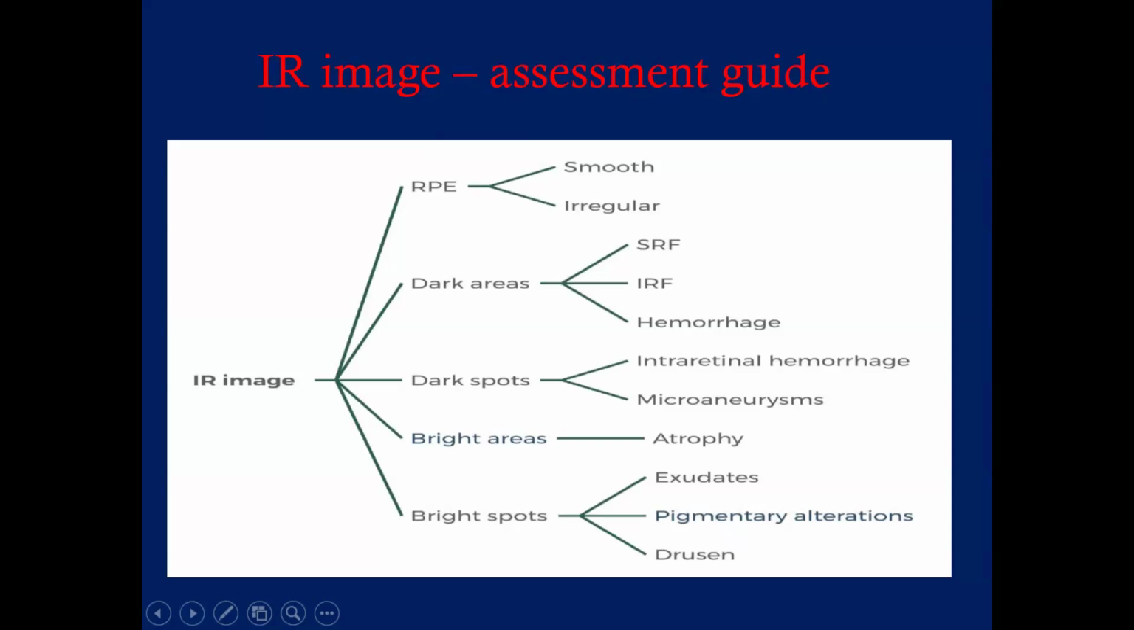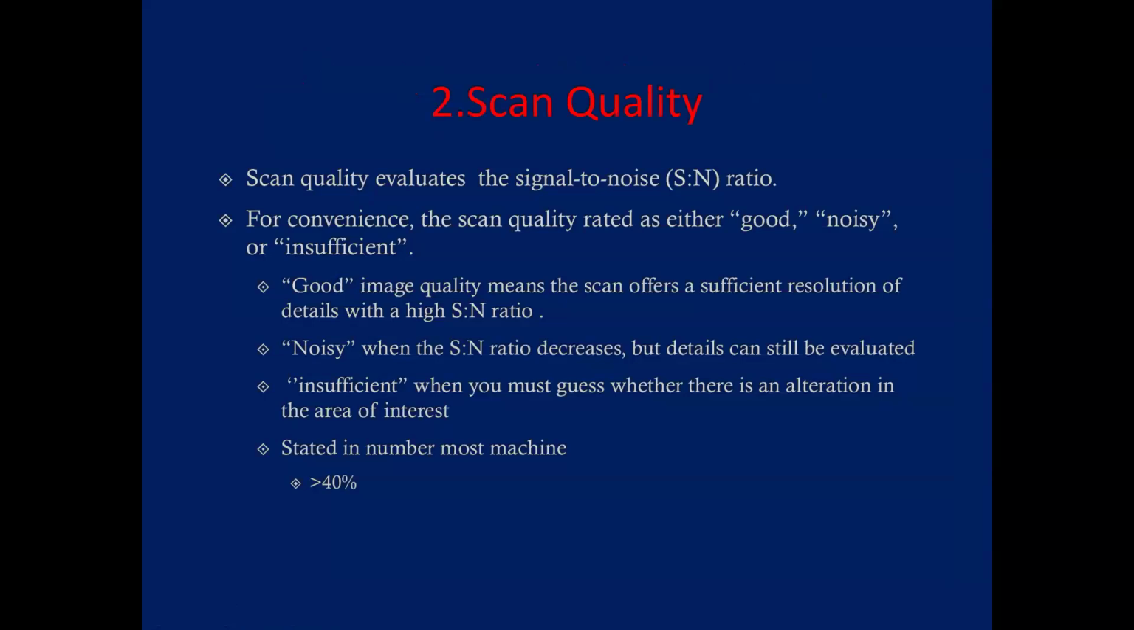When you go to the scan quality, you always have to comment on the quality of the scan, that is, whether media opacity affects your scanning light. Some machines give a number, others evaluate the signal-to-noise ratio and say good, noisy, or insufficient. If it is greater than 40, it might be good quality, so that you can interpret findings properly. If quality is not good, you cannot see most of the intraretinal lesions properly.